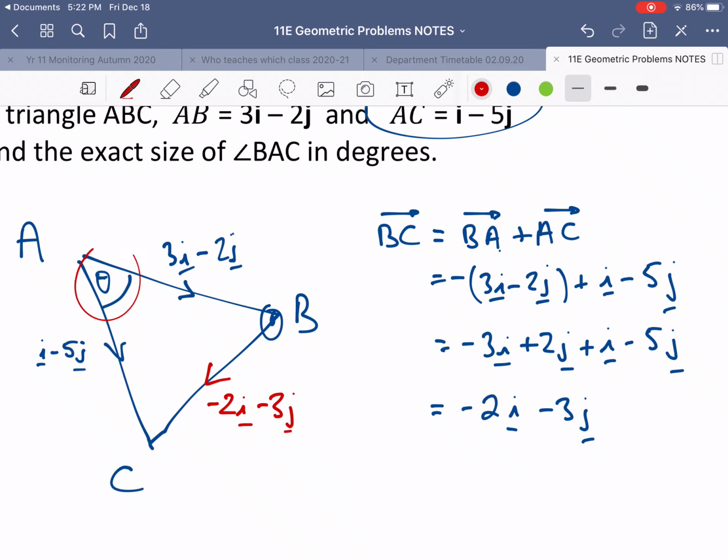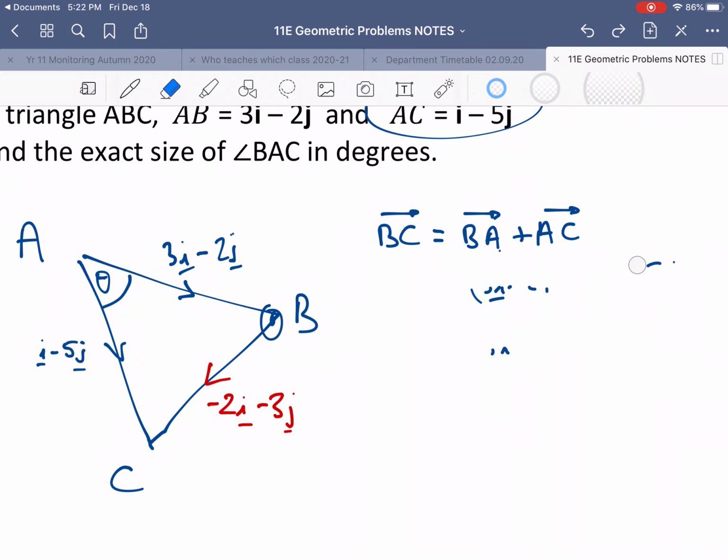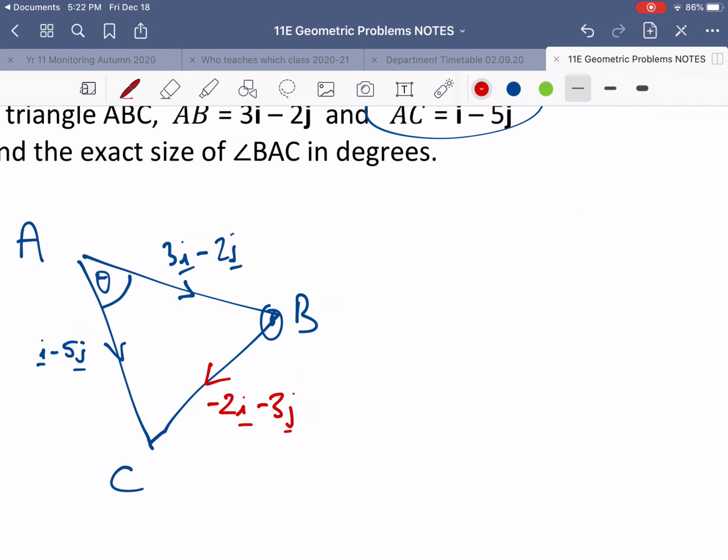Now, in order to work out this angle, I said I was going to use the cosine rule. The cosine rule doesn't use vectors, it uses lengths. So what I really need to do is know the length of each of these sides. And I can do that by doing the modulus of each of those vectors to work out the actual size of the vector.